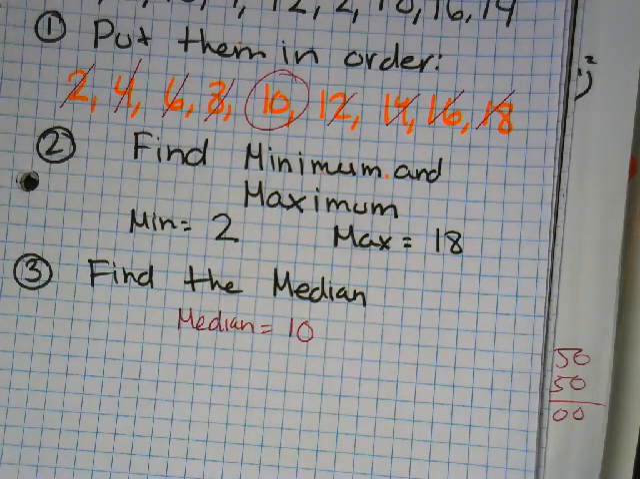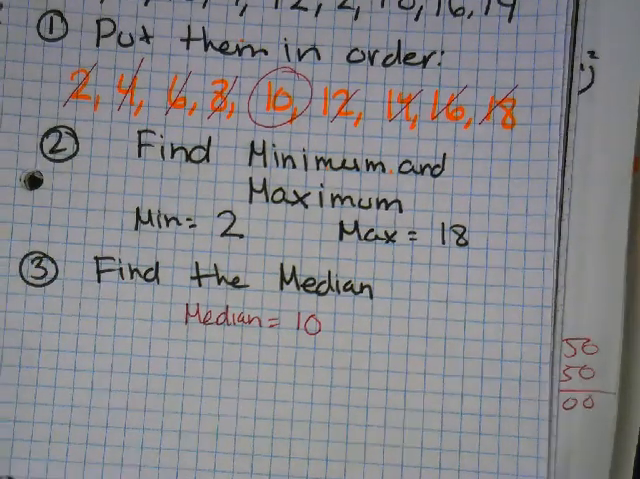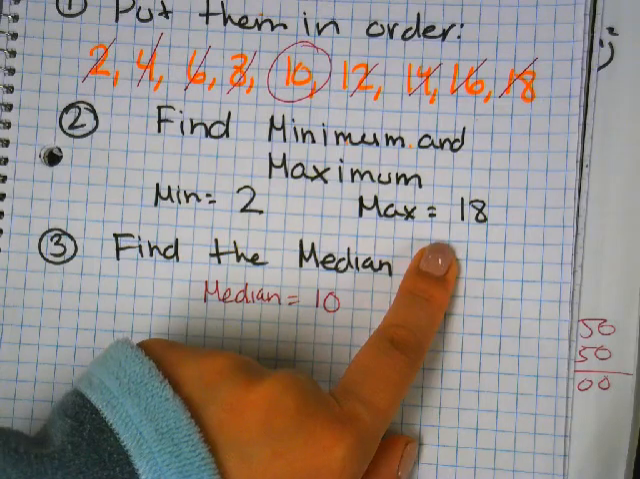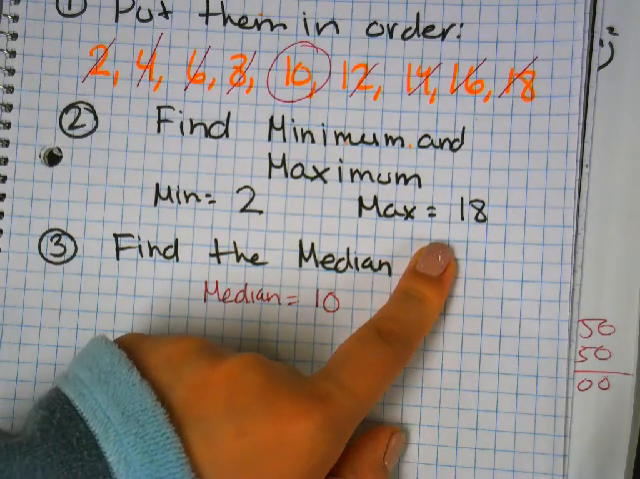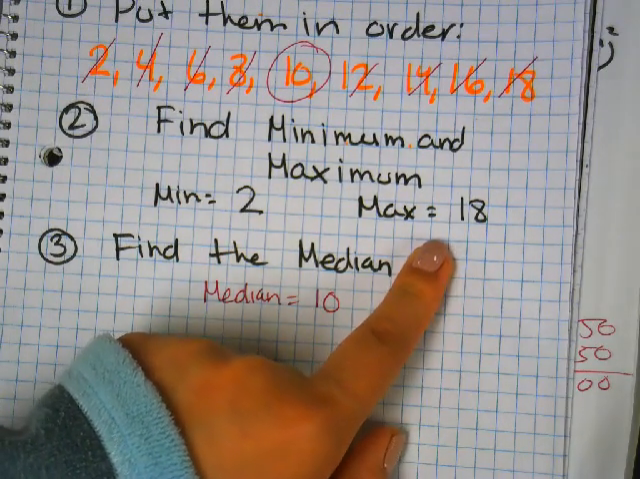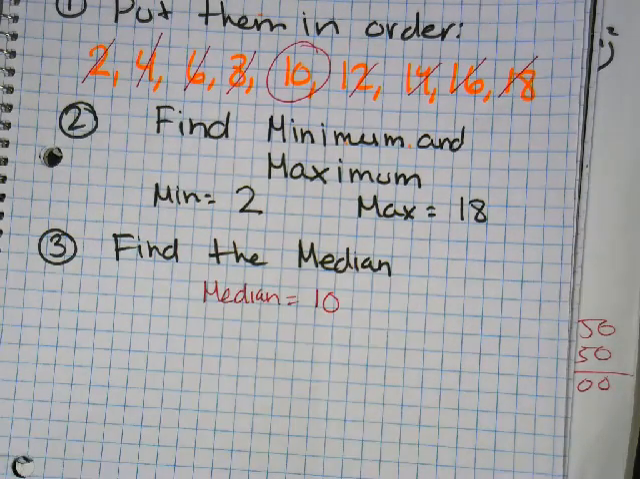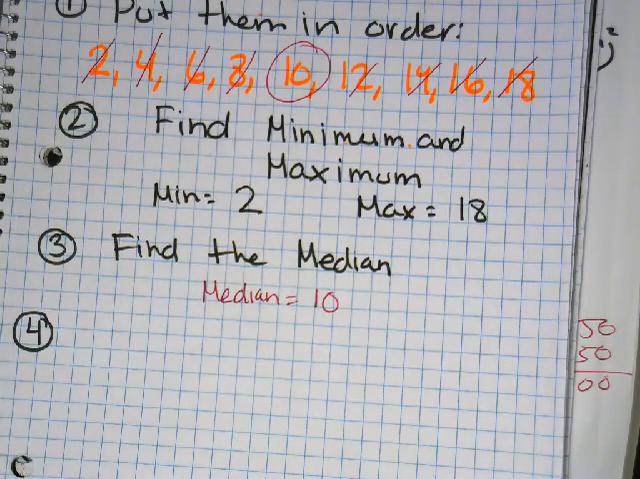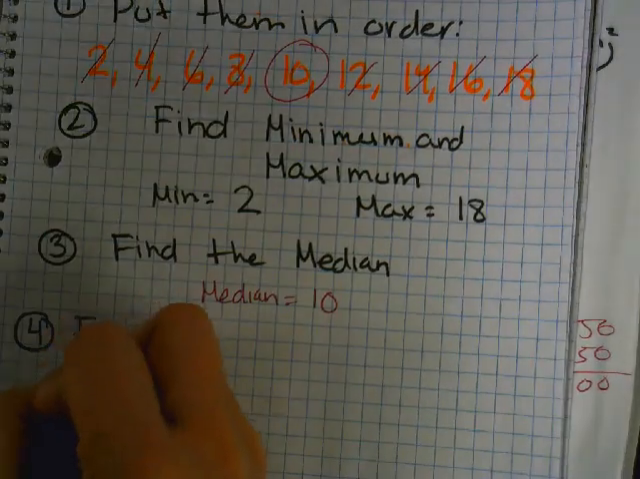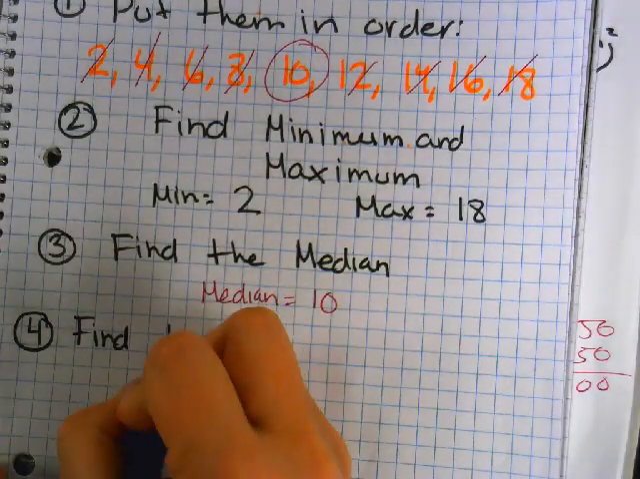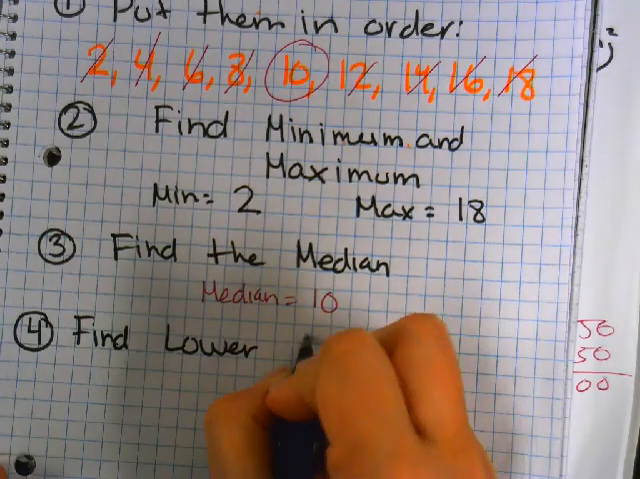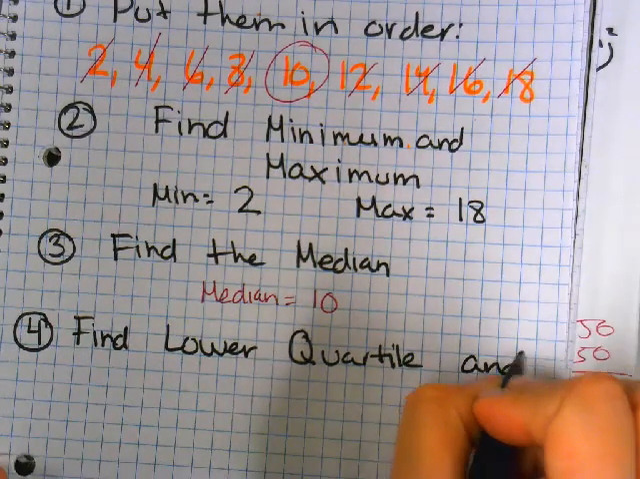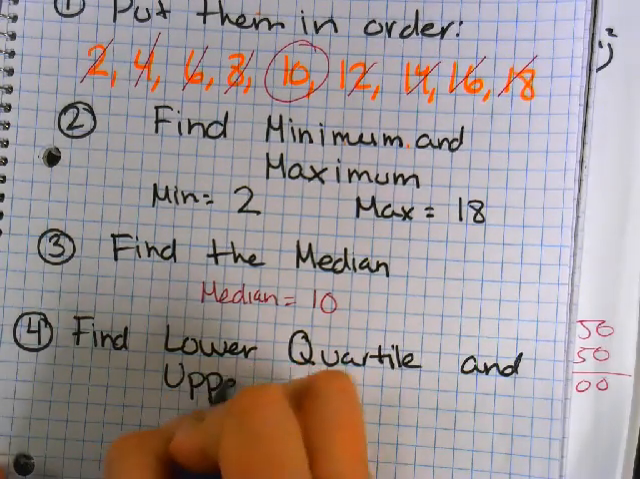All right, so this will be new. I mean, minimum should not be new to you. Maximum should not be new to you. Right? Maybe the vocabulary is new, but it makes sense. Maximum number, the biggest number. All right, here's step number 4, which is new to us. We haven't done this. Find lower quartile and upper quartile.